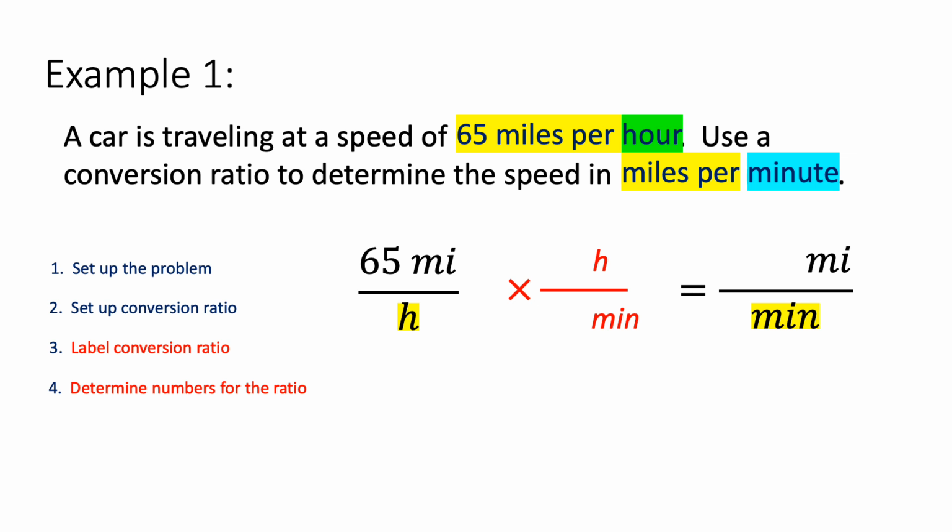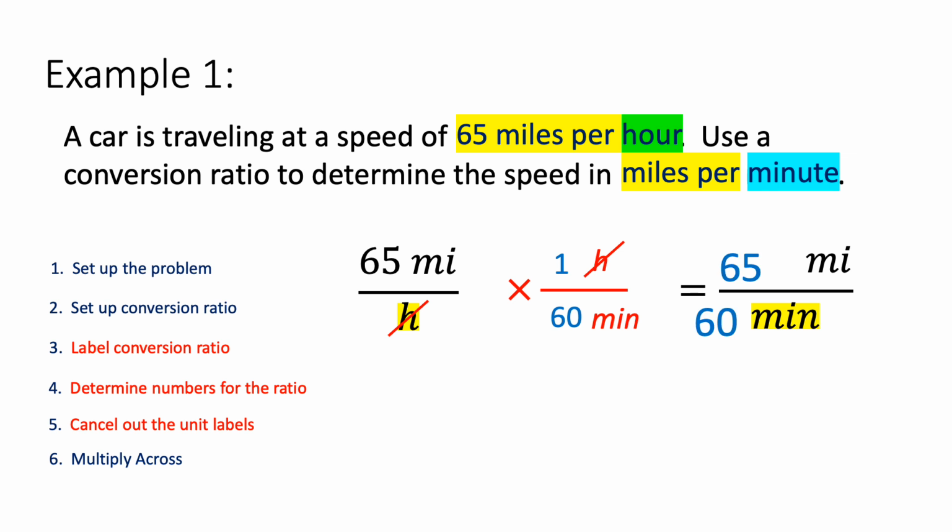Then we determine the numbers that would go with the ratio. In this example, this would be 60 minutes for 1 hour. So we put 1 for hours and 60 for minutes. Now we're going to cancel out the unit labels. So notice hours and hours can cancel out. Now we've just been able to change our name to minutes as our denominator.